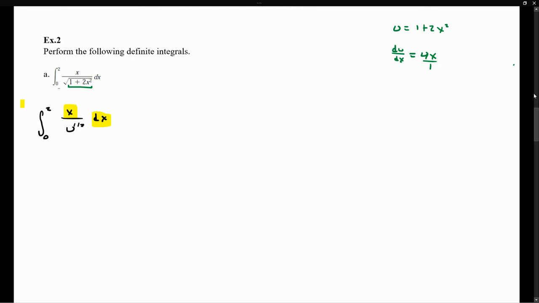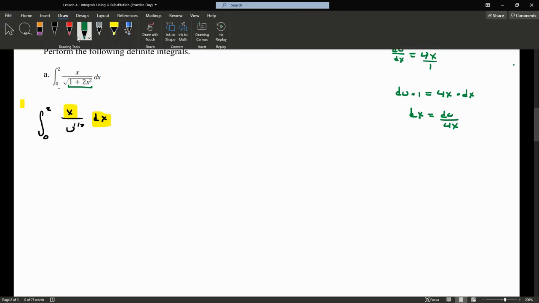If we perform cross multiplication, we're going to get du times 1 is equal to 4x times dx. And if we solve for dx, we can see that dx is going to be equivalent to du over 4x. Let's, hold on, I think I did something wrong here. Oh, no, everything is fine. So let's go back to our problem and let's substitute that.